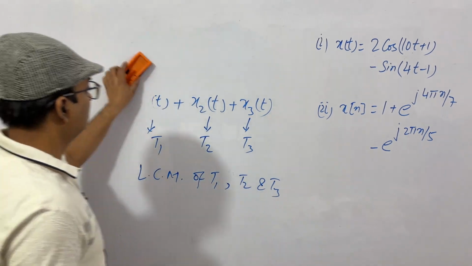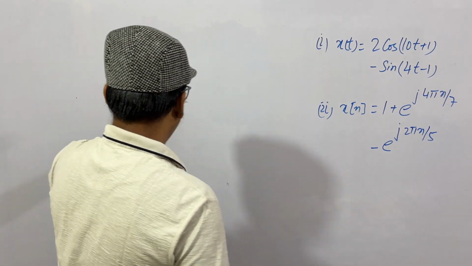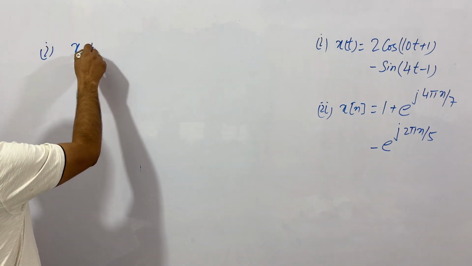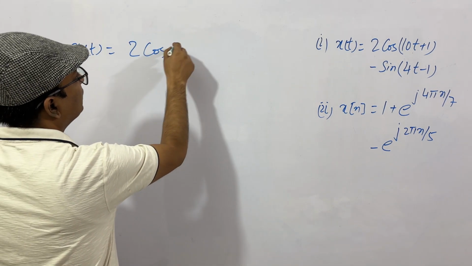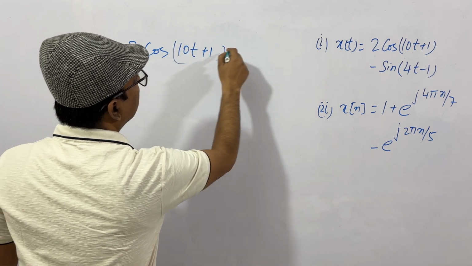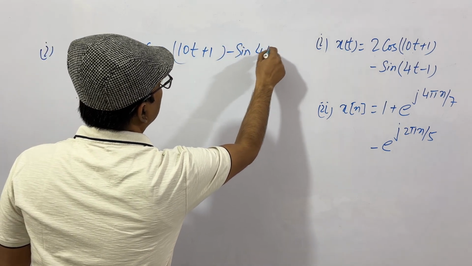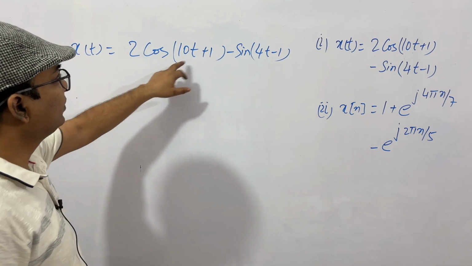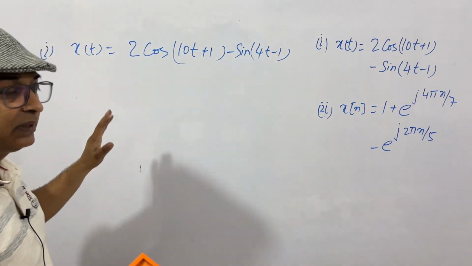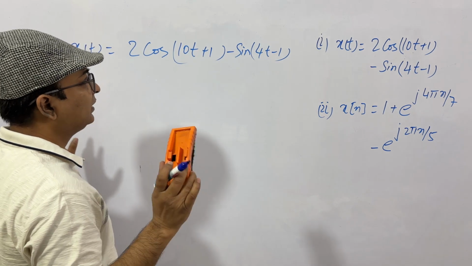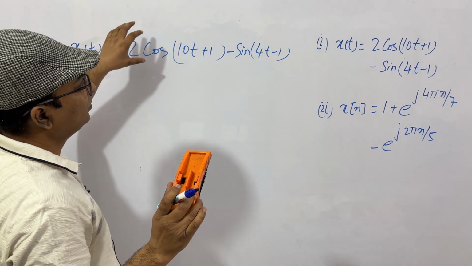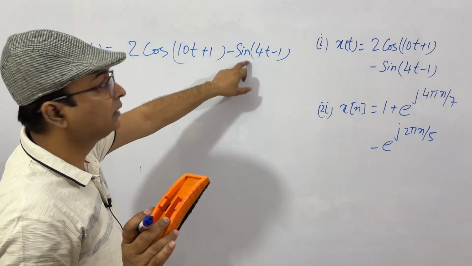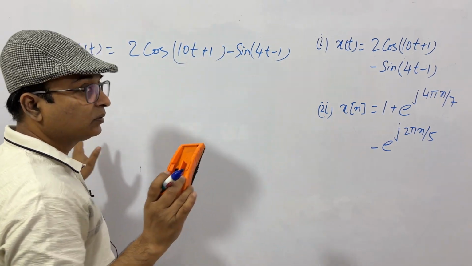So let's try to understand how we take this out. The first signal x(t) is 2 cos(10t + 1) - sin(4t - 1). See, in this signal we have a cosine function and a sine function. We have 1, -1, plus, minus, many things. We don't have to be worried about these things. The only thing we need to know is that this is a periodic signal. These are phase differences. That is not of our concern.